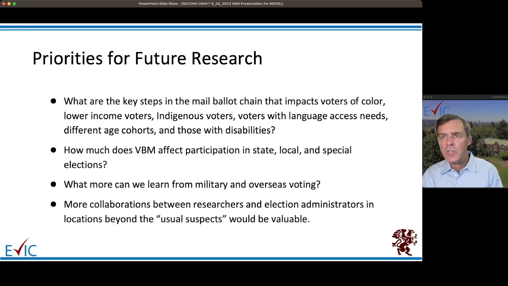And lastly, you said this already, more collaborations. Lawsuits are important. Of course, litigation is critical, but we need work to be driven not always by the interests of litigators, but also by the interests of election administrators. We need to expand the scope. We need to develop and encourage more partnerships in more places where voting by mail has expanded.